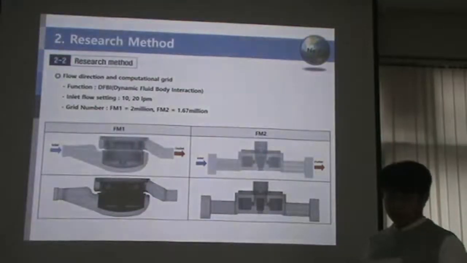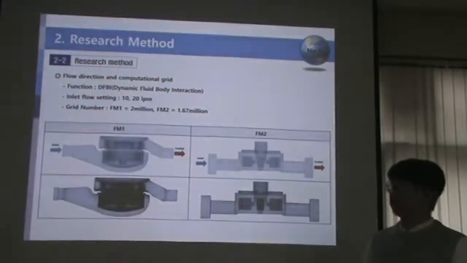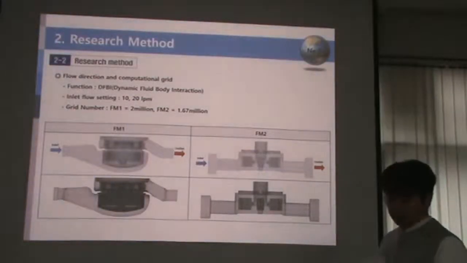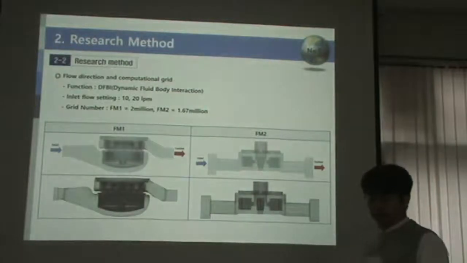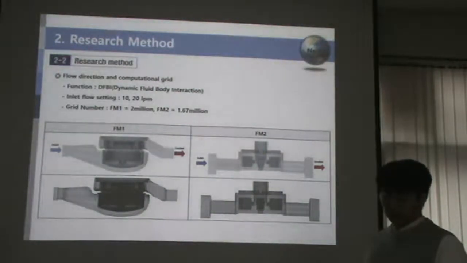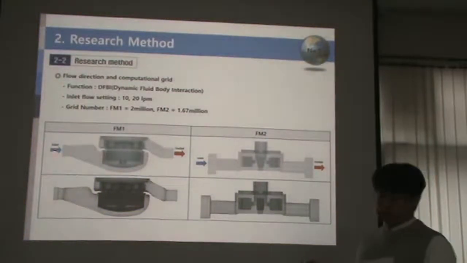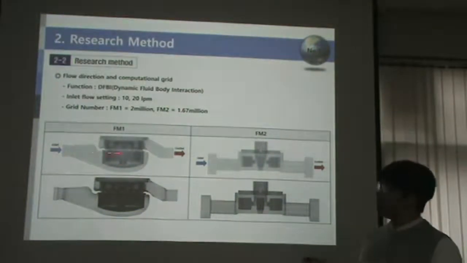The computational grid was created using the mesher feature within the commercial software. The number of grids generated was about 2 million for FM1 and about 106 million for FM2.